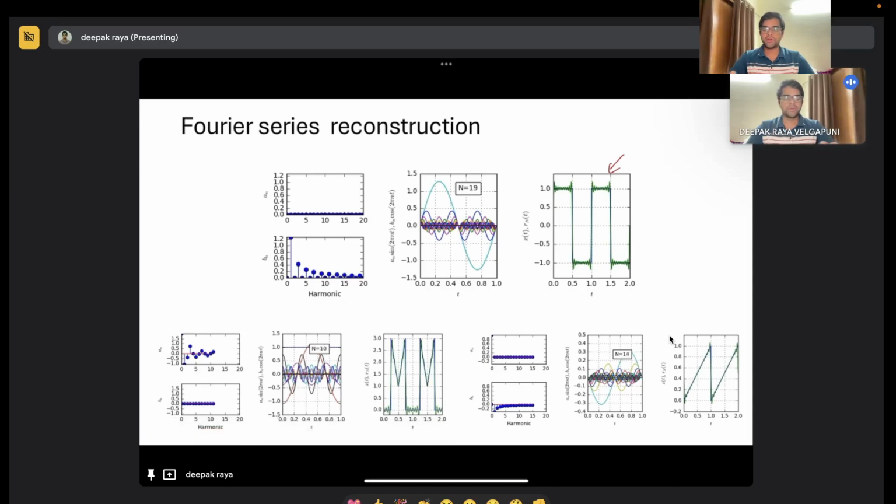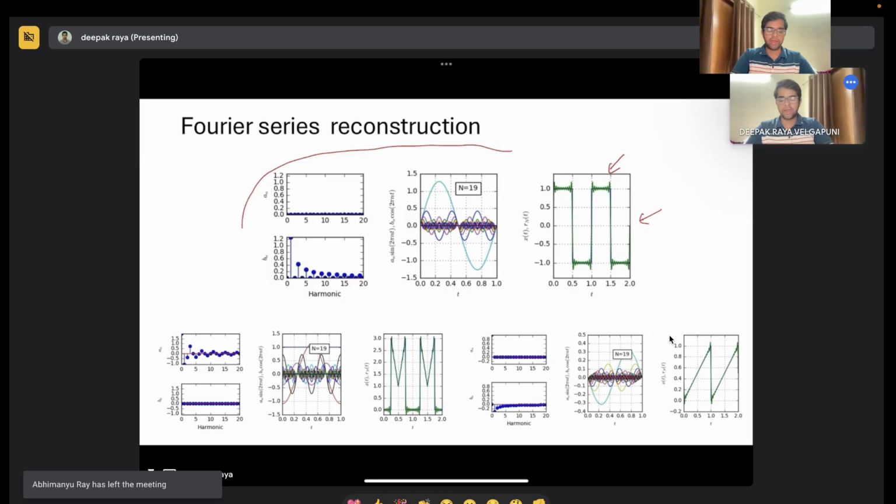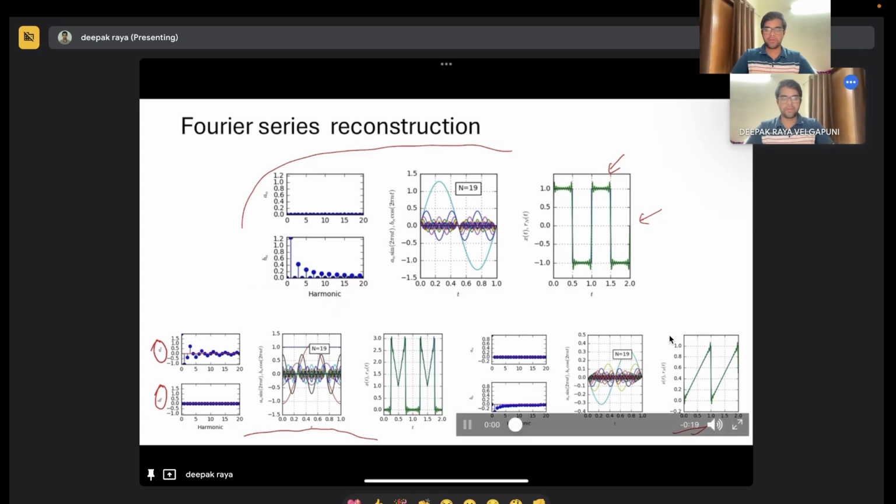Also, just to reiterate, we have seen even and odd functions. Since this signal is only odd, we get only the bn coefficients and not the an coefficients. Similarly, this is an even function, so we have only an coefficients, and bn are zeros. The same goes for this signal as well.